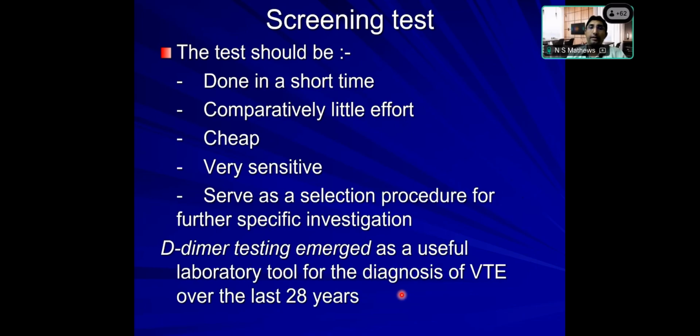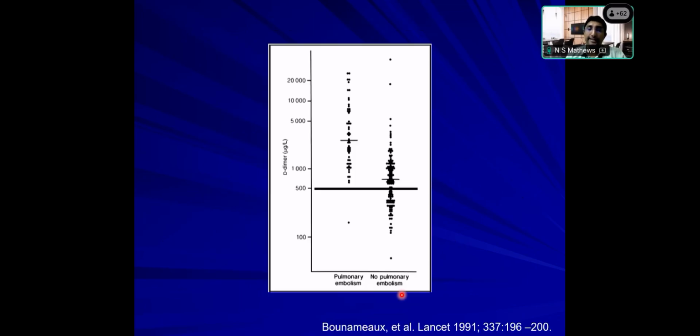And it has been in use over the last 3 decades. So if you look at a paper from 1991 in Lancet, you can see how in patients with pulmonary embolism, the D-dimer was significantly higher compared to the other group which did not have the disease.